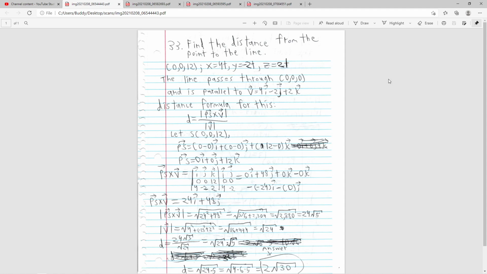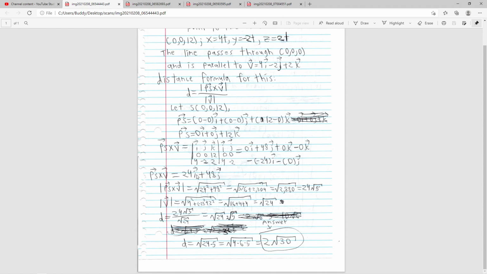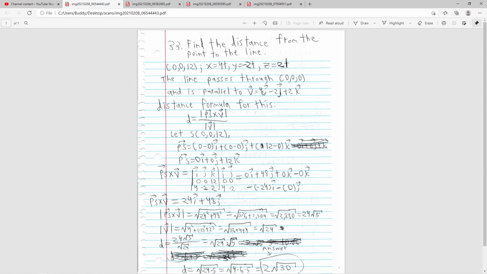Why did I put 0, 0? I think that should be 0, 0, 12. Just ignore that. I'm just trying to write it out again. The distance formula, of course, I'll just explain now. PS, obviously, is just going to be in k from how this looks, so it'll be just 12k basically. It'll be the only thing that matters from it. We have to have 0i and 0j for your cross product. And v is what you get from this 4t, negative 2t, and 2t.